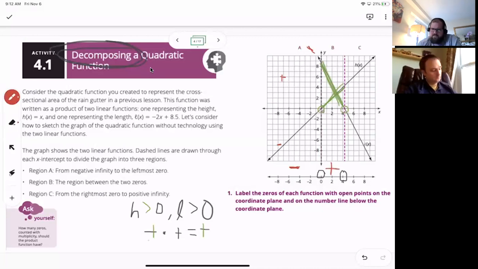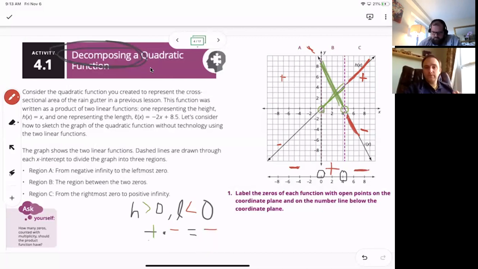And then for region C, h of x is positive because it's above the x-axis. L of x is negative because it's below the x-axis. And we already talked about if you multiply a positive times a negative, we get a negative value. So this third number line region is going to be negative down here.